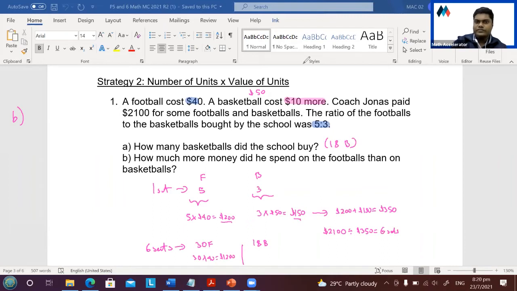Okay, next one. 18 basketballs each cost 50. So just take 18 times $50. You'll get 900. So all you have to do is just take 1,200 minus 900. This equals to 300. So how much more money did he spend on the footballs than on the basketballs? 300. Okay. So can you all write this down as method 1 for part B? Okay, copy this down.